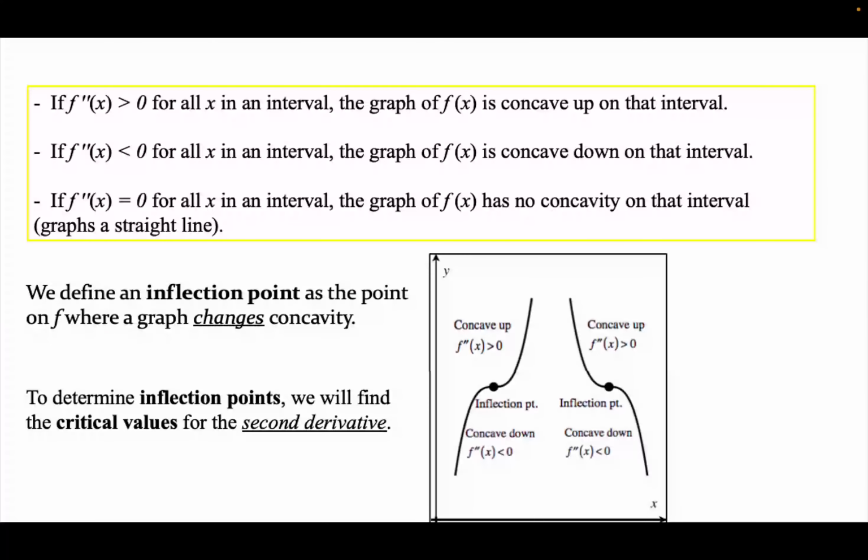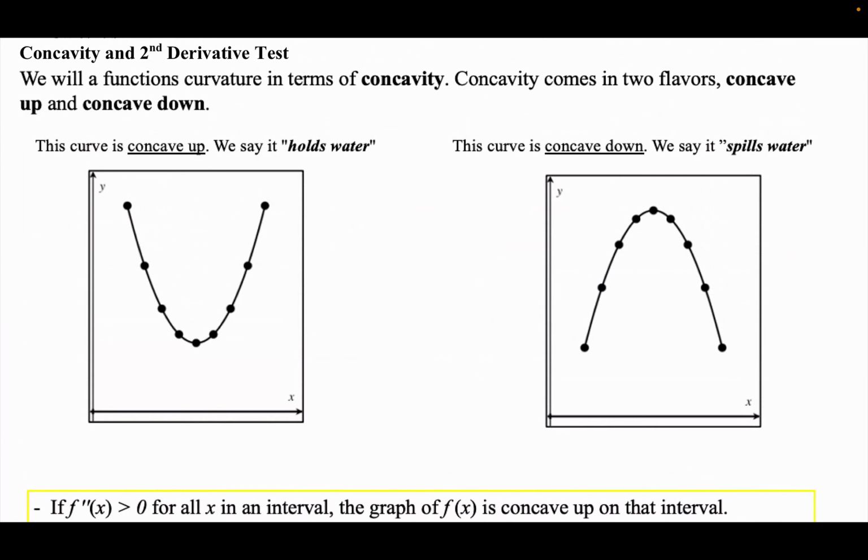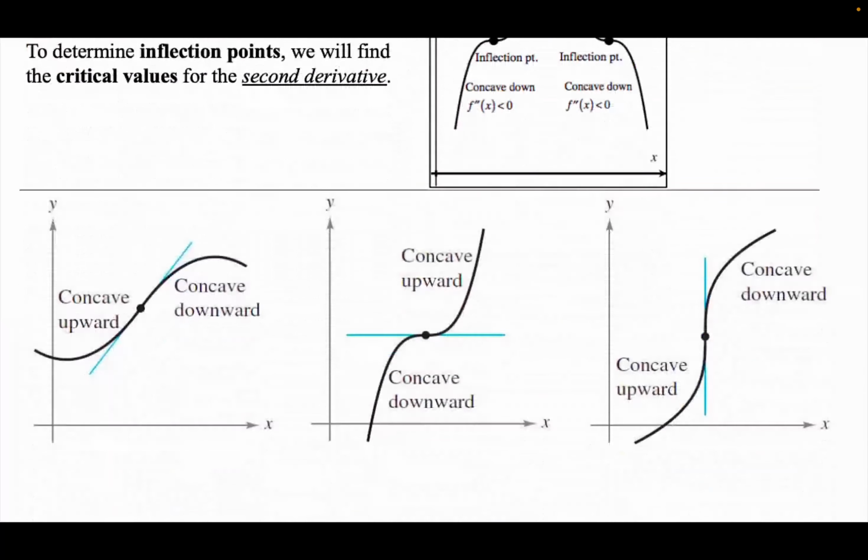To determine inflection points, we will find the critical values, but for the second derivative. So anytime it talks about concavity, concave up, concave down, that's the second derivative. Anytime it talks about increasing, decreasing, that's the first derivative. Okay, that's the difference. And then here are some pictures.